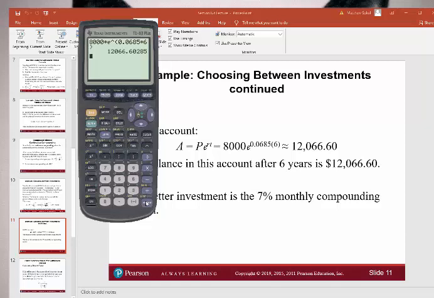And that account would have $12,066.60. So the investment done at 7% compounded monthly has the higher amount at the end of it. So that's actually better. But you can see if they were to offer 7% compounded continuously, that would actually be better.